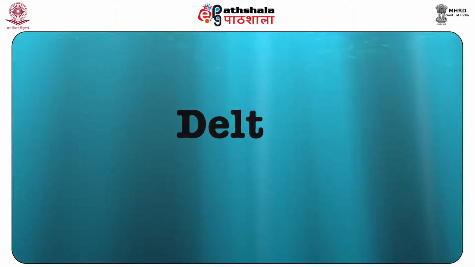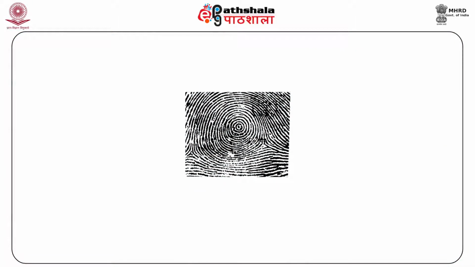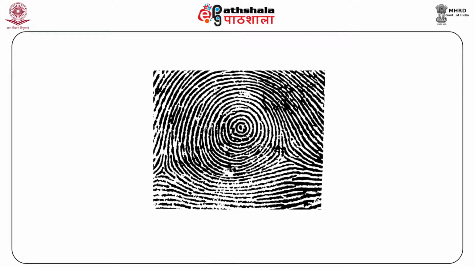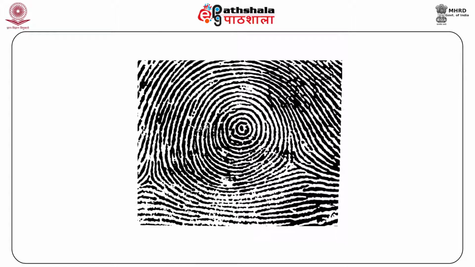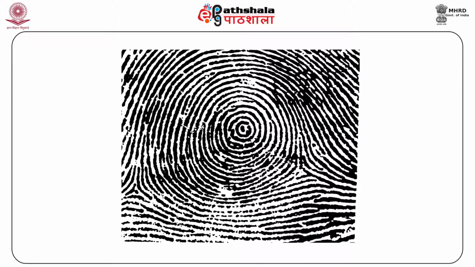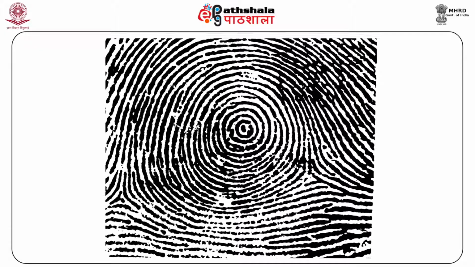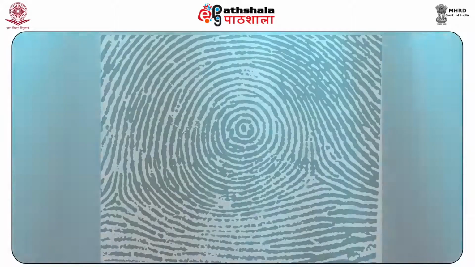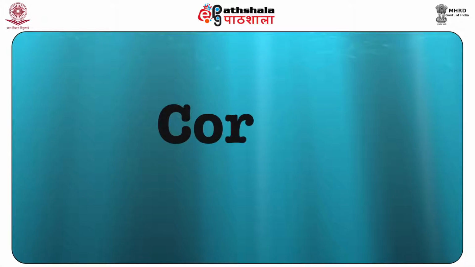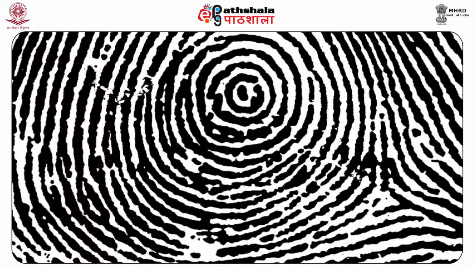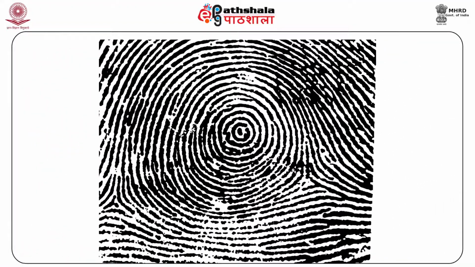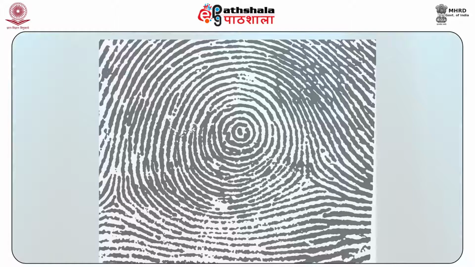Then comes delta. Delta is formed when a ridge bifurcates and two arms of the bifurcating ridge diverge, or when two adjacent ridges running side by side diverge, causing an interspace within which the pattern lies. Next is core. Core is the central point of the pattern. The core is approximately the center of the finger impression.